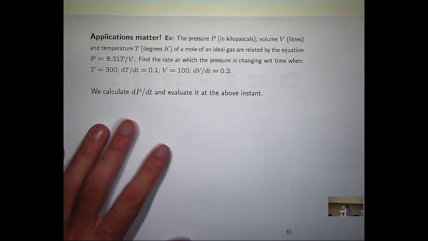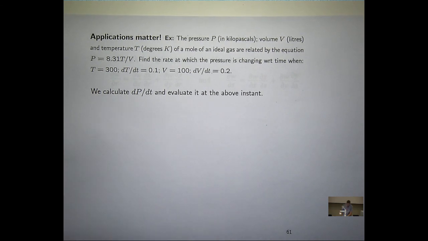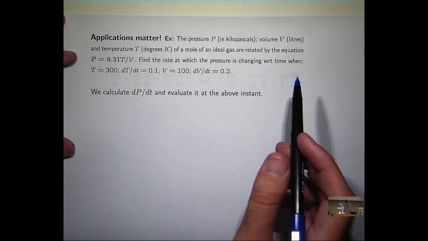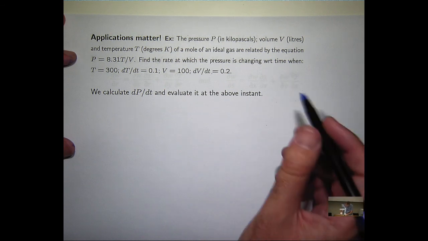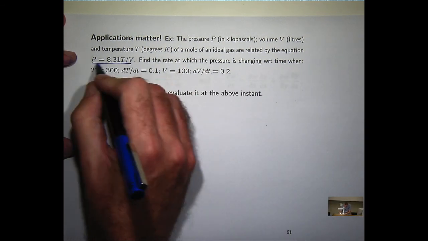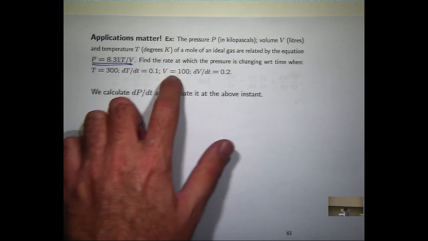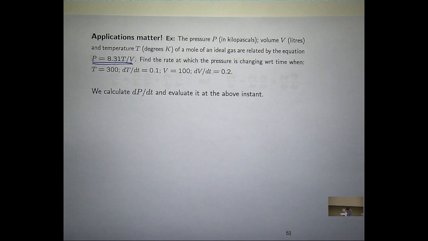This is where you need to use the chain rule. You don't really have a choice. Okay, so here the pressure, volume, and temperature of a mole of an ideal gas are related by the following equation. Find the rate at which the pressure is changing with respect to time at the instant where we have these particular values.